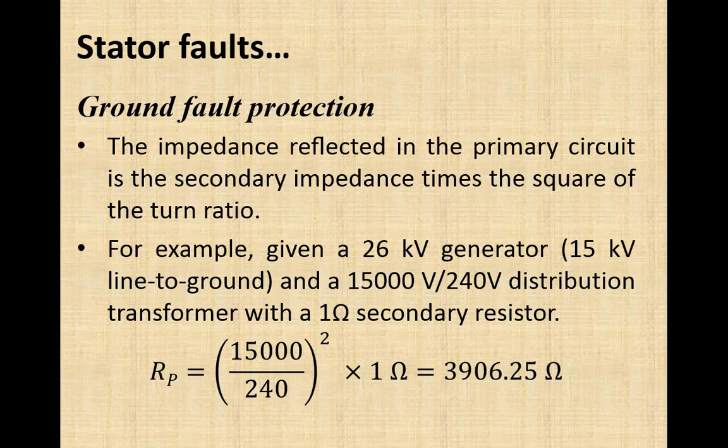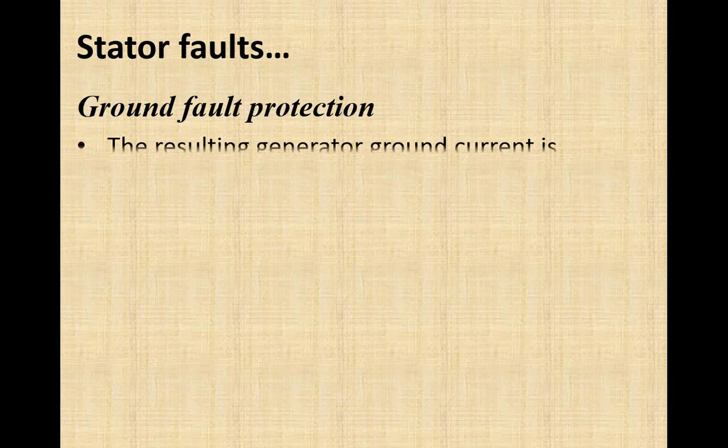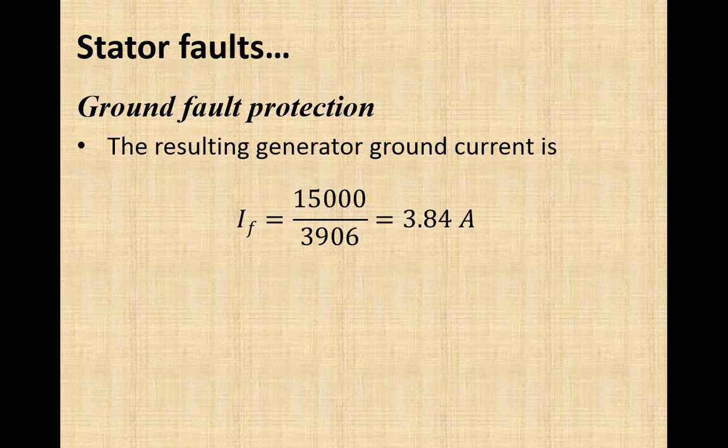The primary resistance that would appear on the primary side of this distribution transformer will be 1 ohm multiplied by the square of the transformer ratio. So that will be 3906 ohm. So if this much high resistance will appear in the neutral circuit, how much will be the fault current in case of a line to ground fault? So the resulting generator ground current will be the line to ground voltage divided by this impedance, that will be 3.84 ampere.